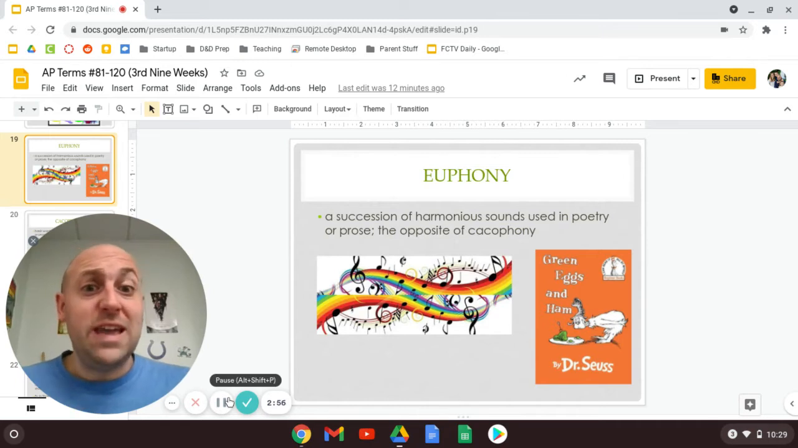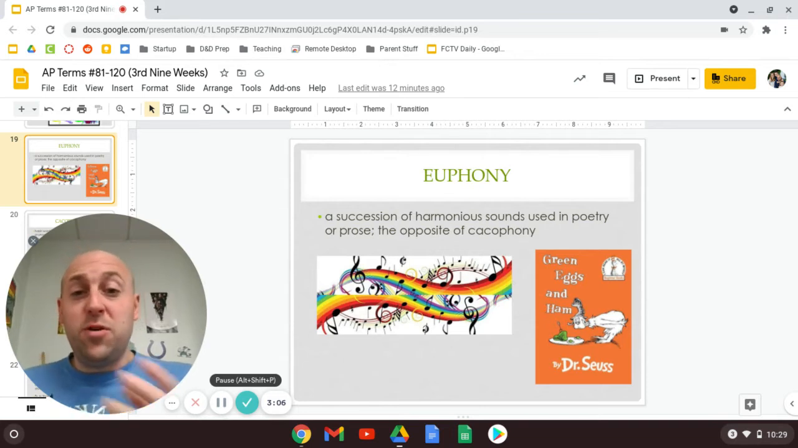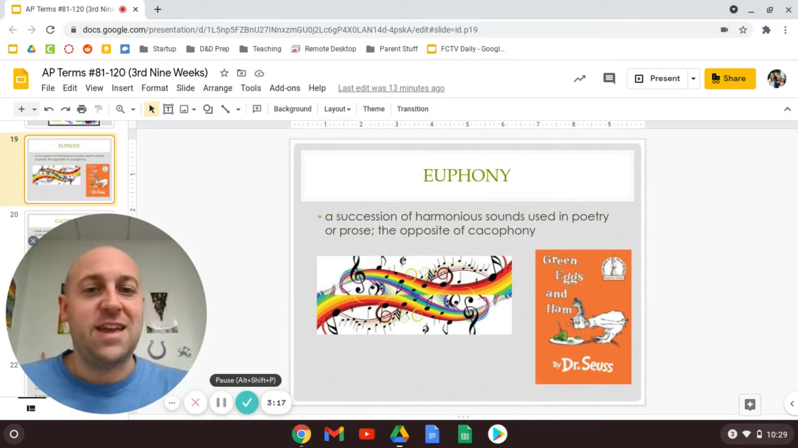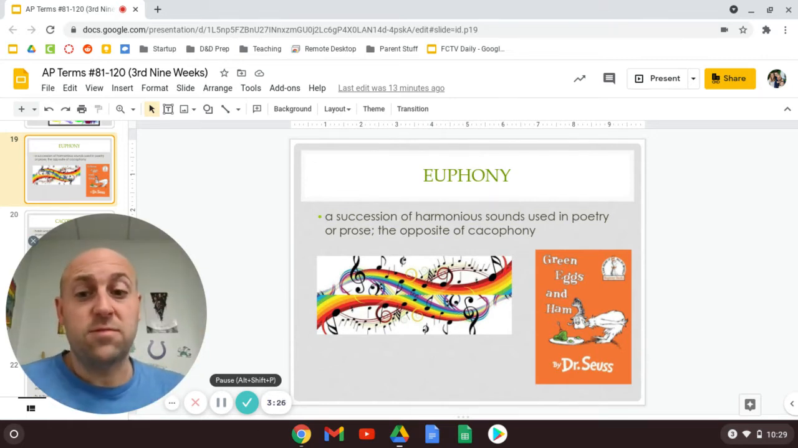The next two words are related to each other. So let's start with the first one, euphony. Euphony, the word phone in the middle means to listen, right? And eu at the beginning, well, that means good or well. So you put it all together, it means good listen. And that's what it is. Euphony is a succession of harmonious sounds used in poetry or prose. It's the opposite of our next word, cacophony. We'll talk about that in a second. Euphony is anything that sounds pleasant to the ear. It can be music, but it usually is described as the way words go together.